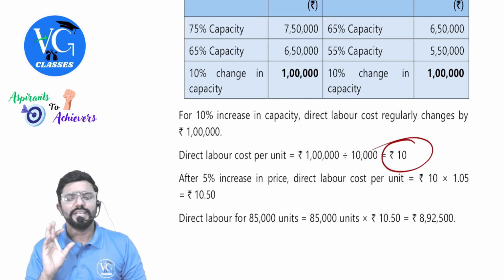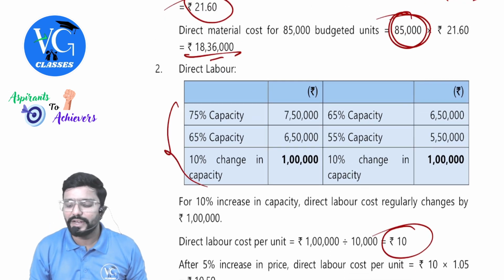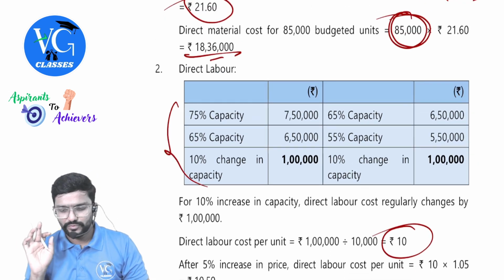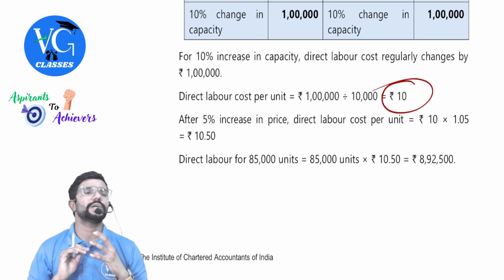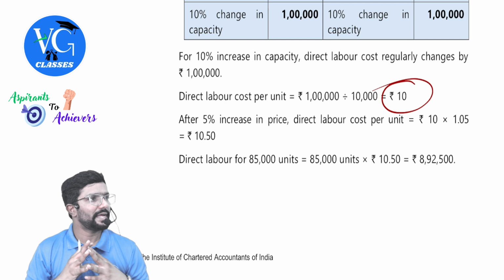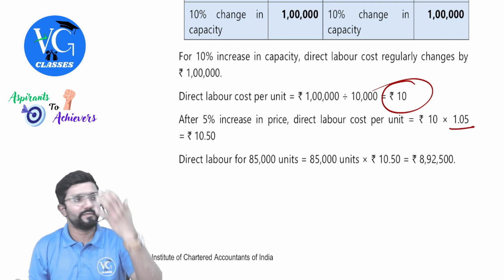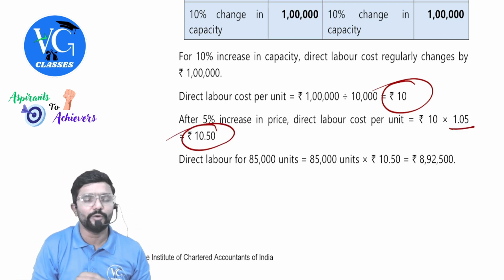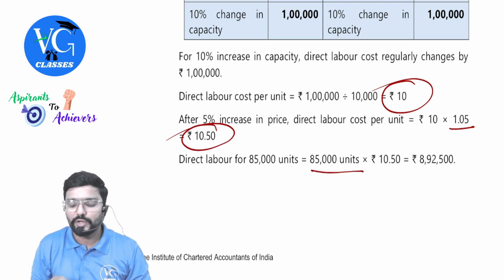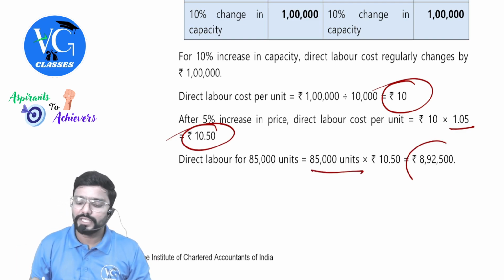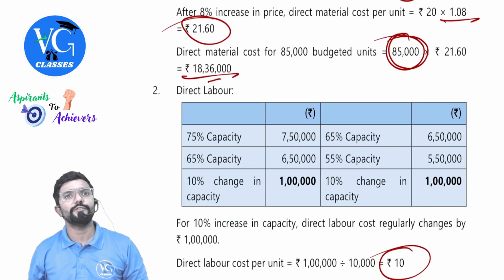Take it like that, guys. Here, I don't suggest following it this way; it is not required, you will not have so much time. Okay, sir, 10 rupees per unit direct labor cost. Now, what is the increase? 5% increase. So budgeted pay per unit, how much? 10.5. How many units are you producing? 85,000. So what is the cost? 8 lakh 92,500.